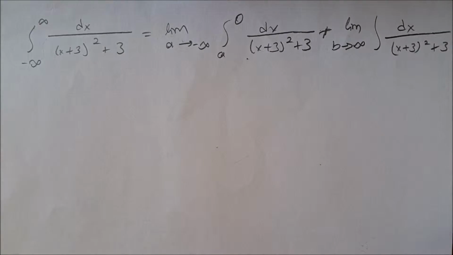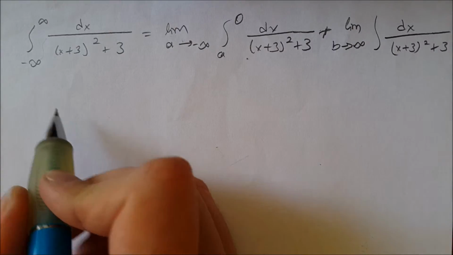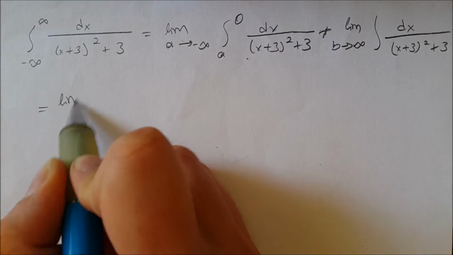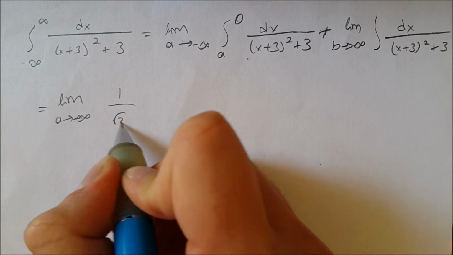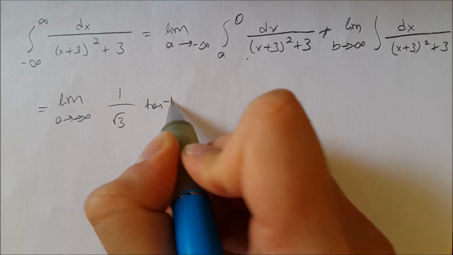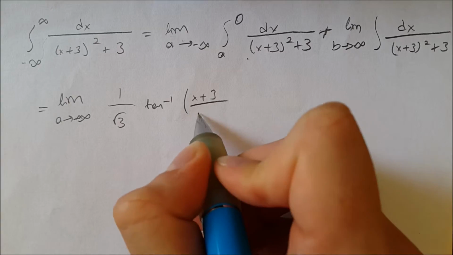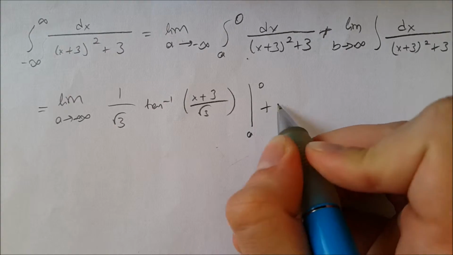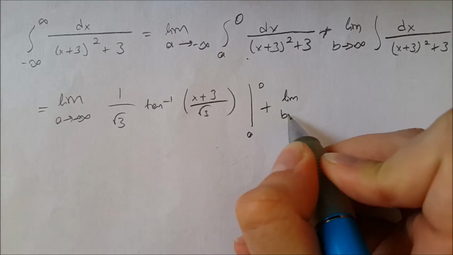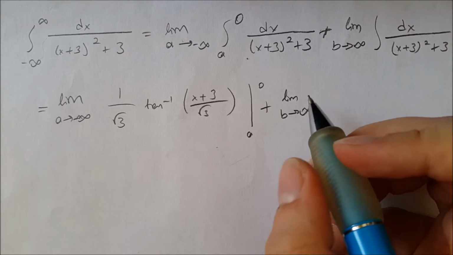We cannot directly put infinity into the equation, so we create numbers a and b, and then we make them approach two opposite infinities, and we write it like this. If we look at this, we can see that this is the pattern of tangent inverse. So we can write it as equal to the limit as a goes to negative infinity of 1 over root 3 times tangent inverse of (x plus 3) over root 3, from a to 0, plus the limit as b approaches infinity.